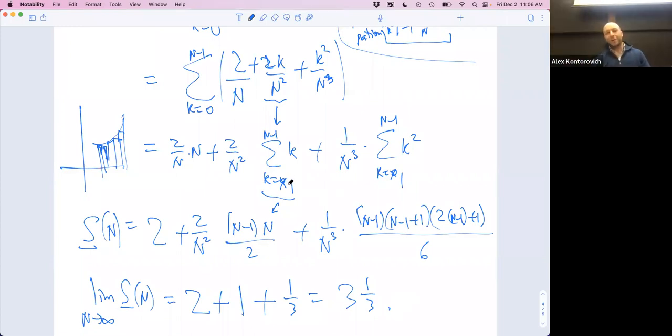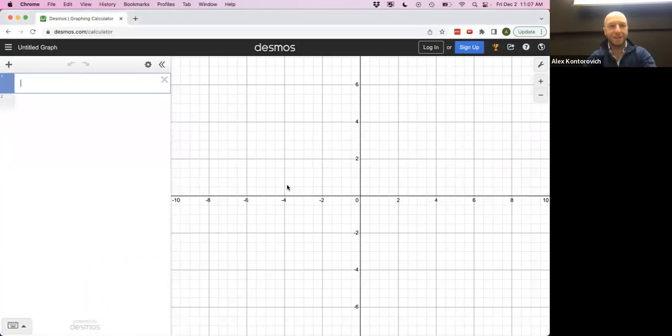Just because our formula was from 1 to n minus 1. There was no reason to do it. Just so it looked like the formula that we're used to. Does that make sense? Should we see this in action? I think we can actually do this. Let's see this in action.